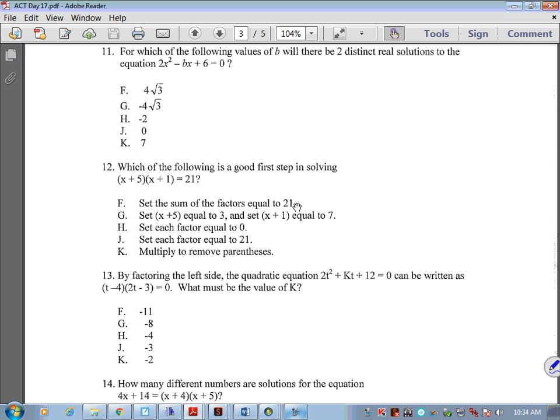Number 11 is K, 7. Okay? Number 12 is also K. Multiply and remove parentheses.